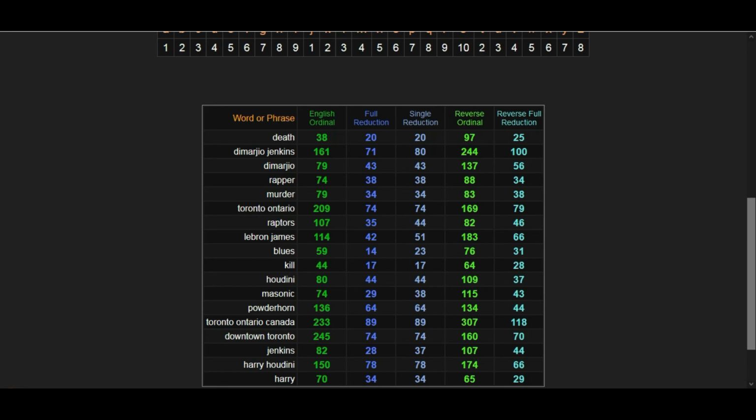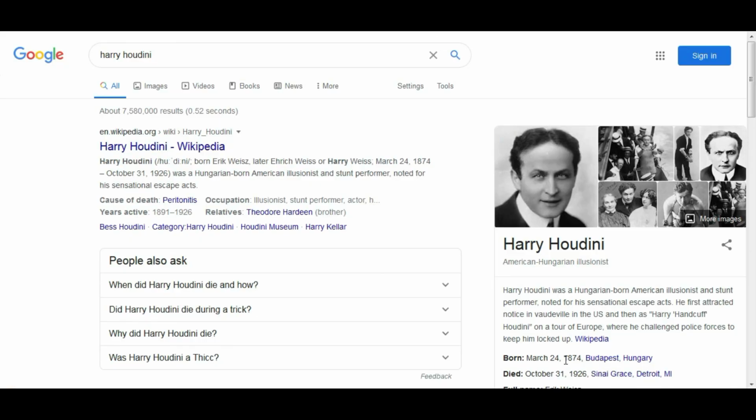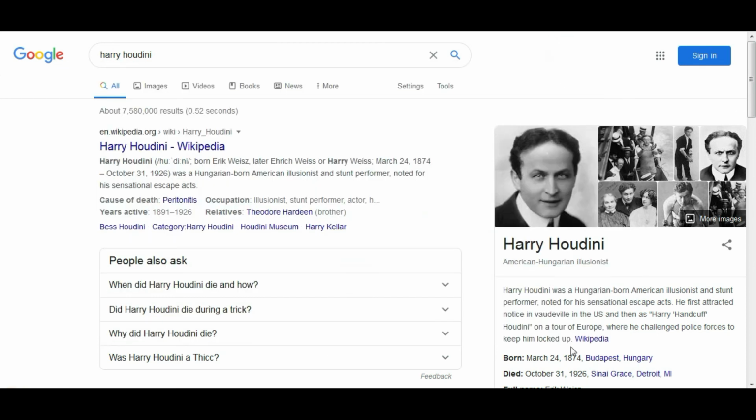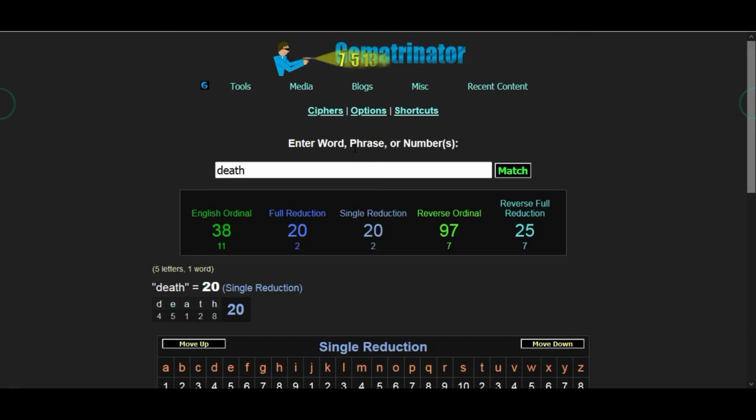Let's go over Harry Houdini real quick. Harry Houdini, born in 74. A lot like the 74s I just went over. Masonic 74, rapper 74. Harry Houdini, born in 1874. Notice he also died in Detroit. Notice the Detroit. Detroit equals 44 numerology. So does Michigan. 44. Just like kill. 44. And Houdini, his name, 44.